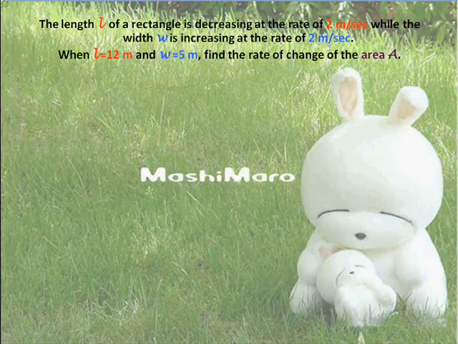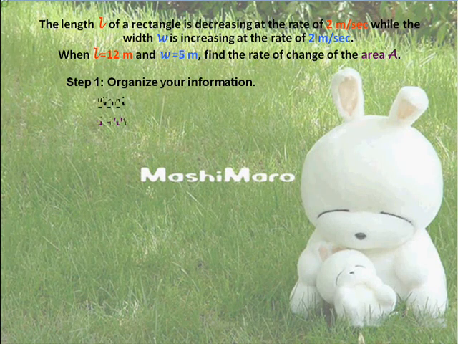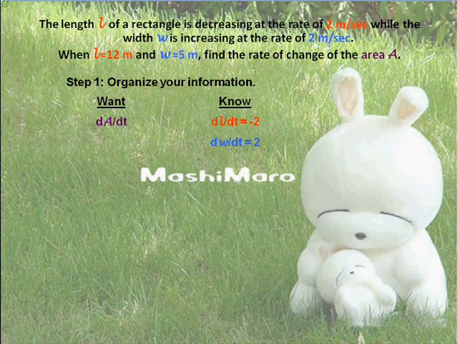And by the way, if you draw your pictures in this detail, you'll never actually solve the problem in time. Okay, we do this problem here. The length of a rectangle is decreasing at the rate of 2 meters per second, while the width is increasing at the rate of 2 meters per second. When the length equals 12 meters and the width equals 5 meters, you need to find the rate of change of the area. We just label it A.